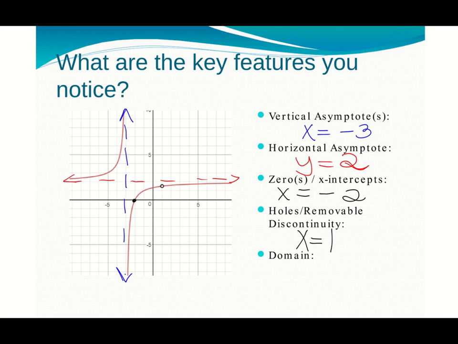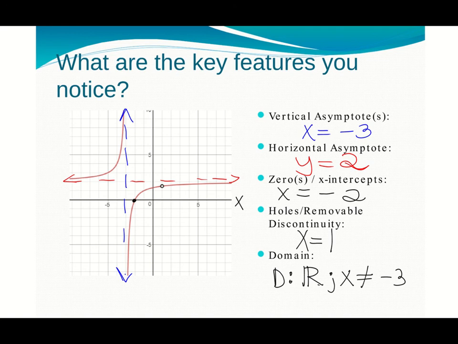And then last but not least, we should be able to identify the domain from this graph. So our domain, remember, is all of our x values. So we're looking at our x-axis. So our domain is going to be all real numbers because our graph is going to extend on, except x cannot be -3 because we have a vertical asymptote there, and we know that our graphs are never going to cross there. So there are no points that exist on that line.